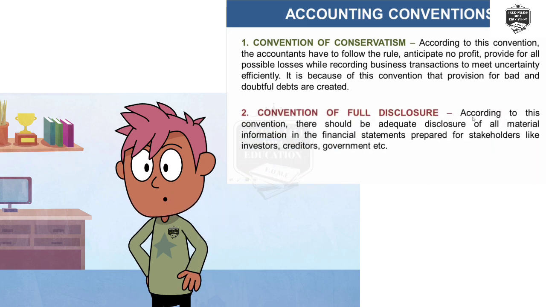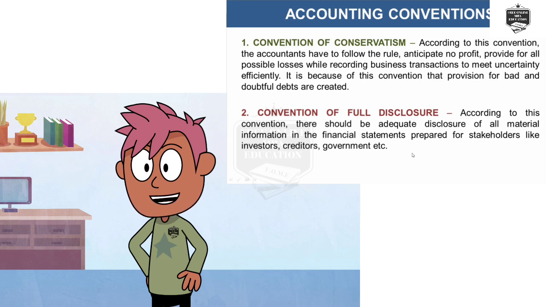Second is the convention of full disclosure. According to this convention, there should be adequate disclosure of all material information in the financial statements prepared for stakeholders like investors, creditors, government, etc. So full disclosure is quite similar to what we discussed in the accounting period concept, because we need to specify a period in which we will be reviewing our financial statements, making financial disclosures and reporting, to check all the transactions to match the financial performance.